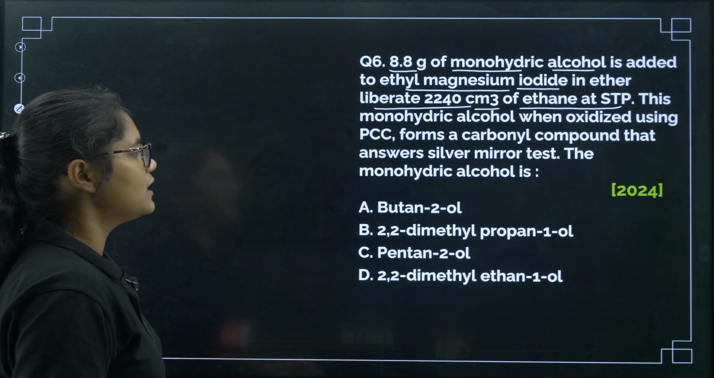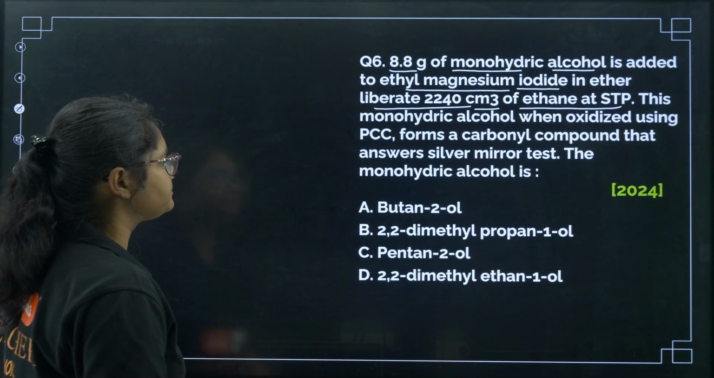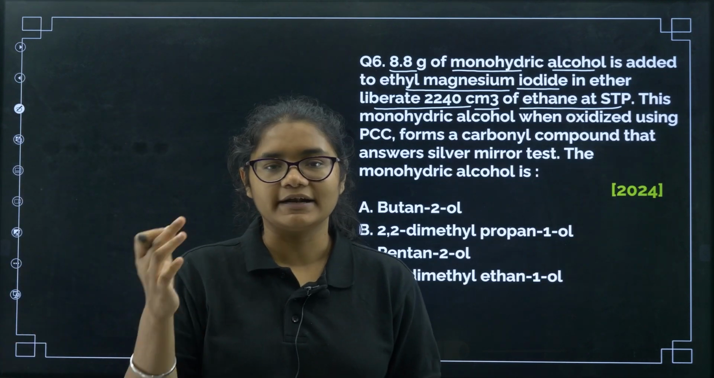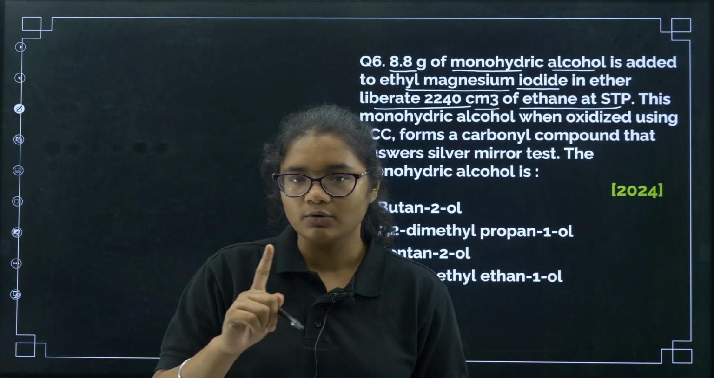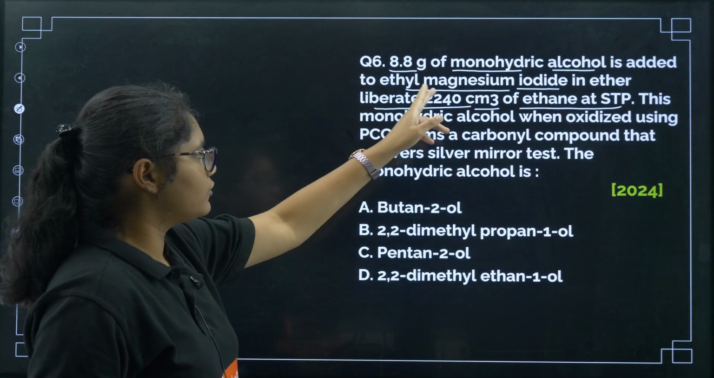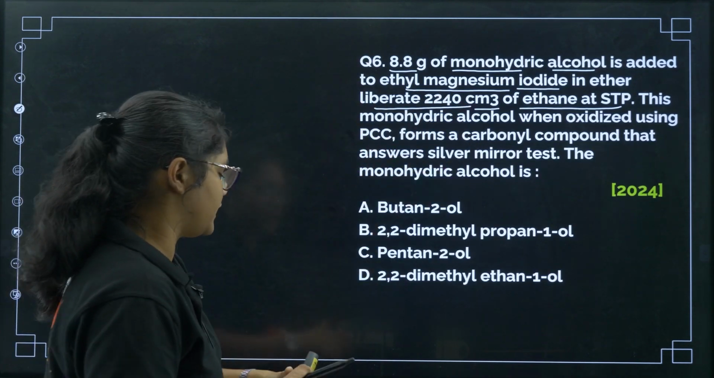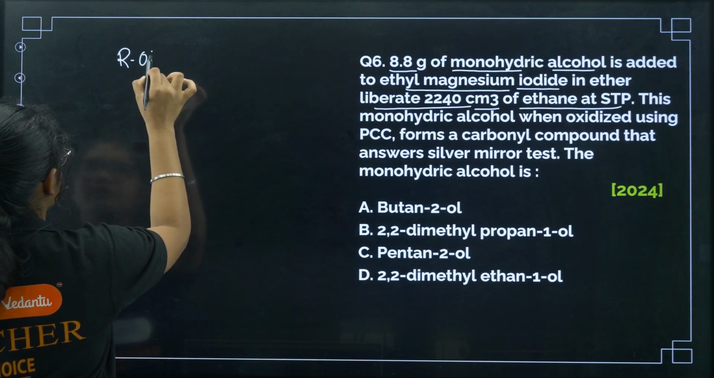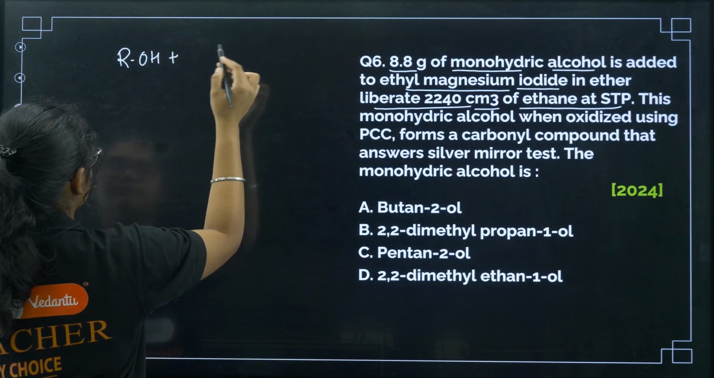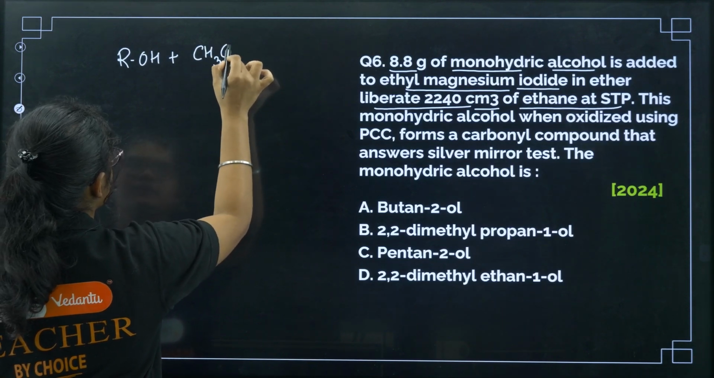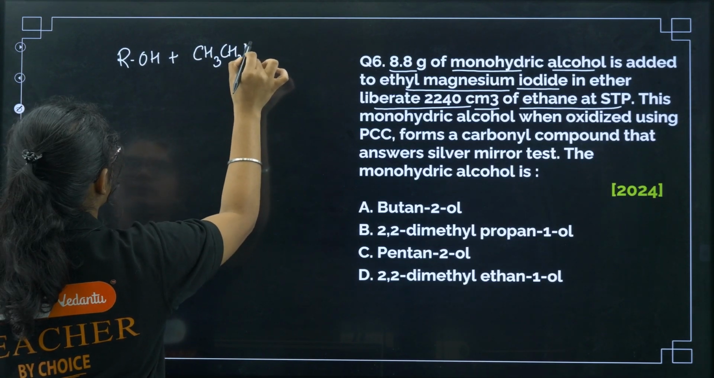Now you can see what happened. You have a monohydric alcohol, that means that alcohol has only one OH group. Now when you add this alcohol to ethyl magnesium iodide, how does the alcohol react with the Grignard reagent? Suppose this is the alcohol and you are reacting it with the Grignard reagent, ethyl magnesium iodide, CH3 CH2 MgI.